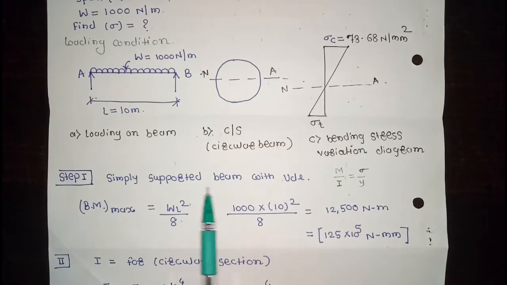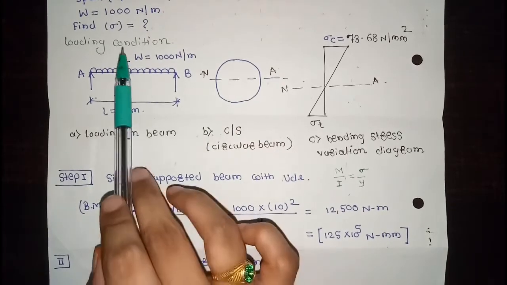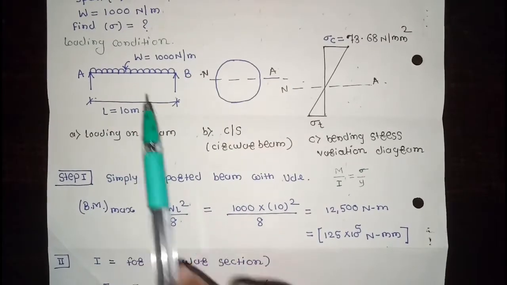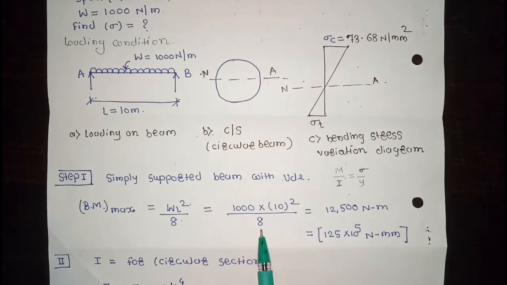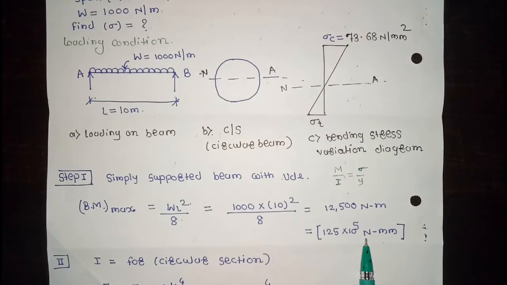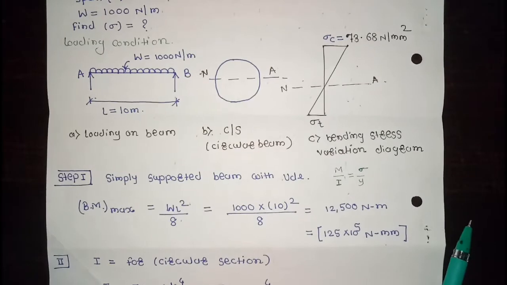So simply supported beam with UDL. What is the formula for maximum bending moment? WL square by 8 is equal to, put the values, W is equal to 1000 into L is equal to 10 meter, so 10 square divided by 8. Then we get 125 into 10 to the power 5 Newton mm.